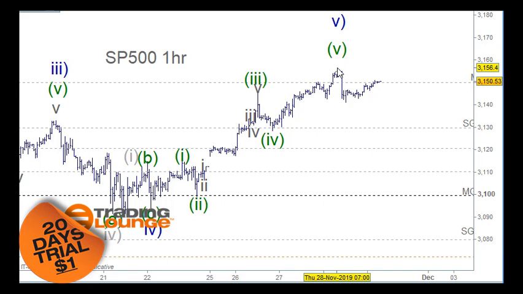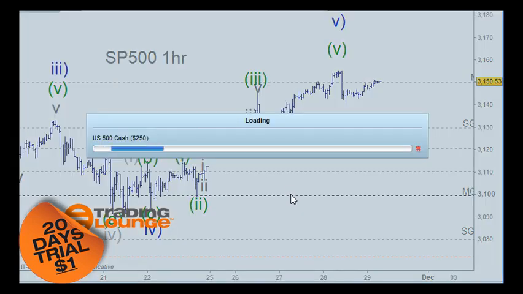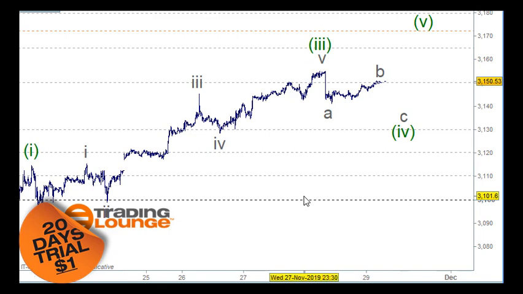Now, if we took this from this low down here, that would give us an extra wave where that wave B is. It would give us an extra wave 1 here and 2 here, and then it would make this one wave 3 here and wave 4. So I will just go to a 15-minute chart here and take a closer look at this.